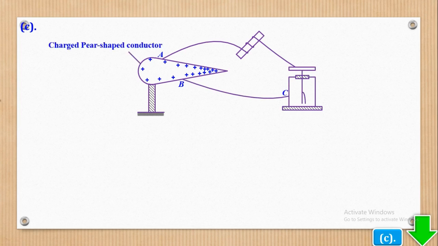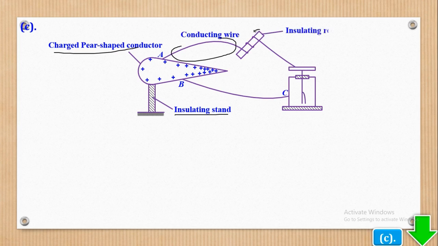So that is a pear-shaped conductor which is charged, and this is the insulating stand so that it can retain this charge. This is the conducting wire, and this is an insulating rod. That is the cap of the gold leaf electroscope, and this is the leaf of the electroscope, and this is the insulator. I think you realize that this electroscope is not earthed. Make sure that you don't earth this electroscope. If you earth it, then the experiment cannot work.